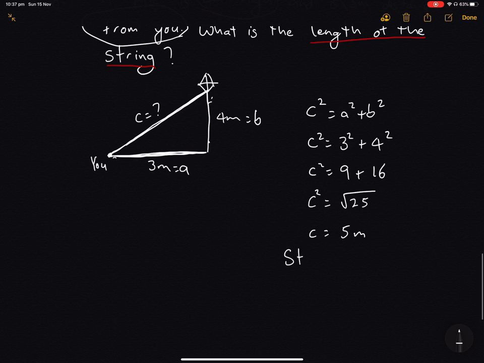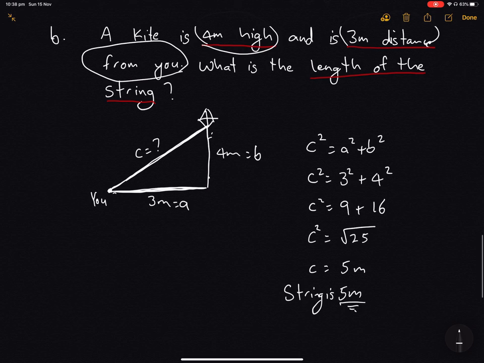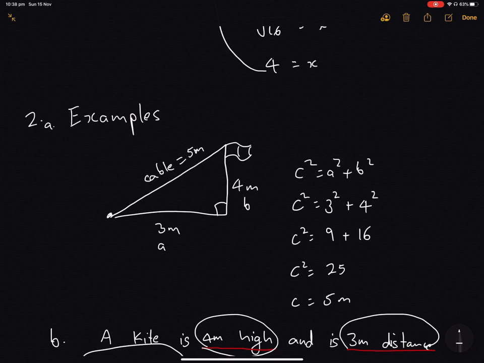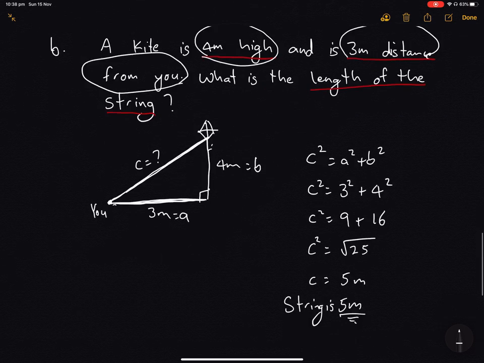So the string that is flying the kite is 5 meters. Okay. So that's the example that we worked on. Now you'll get other questions that are wordy. Like I said, I gave you 2 examples. Flagpole. What is the length of the cable of the flagpole? What is the length of the string? But essentially all of them is drawing a right angle triangle. And then you have to work out whether it's asking you for A or B or C.